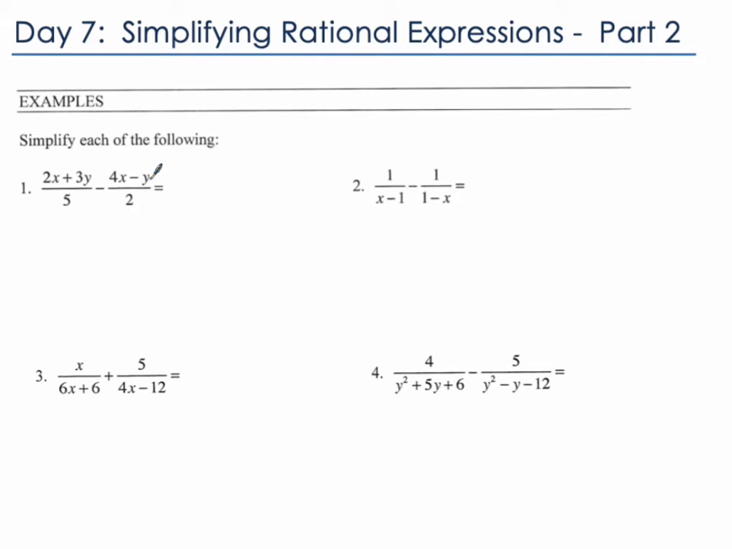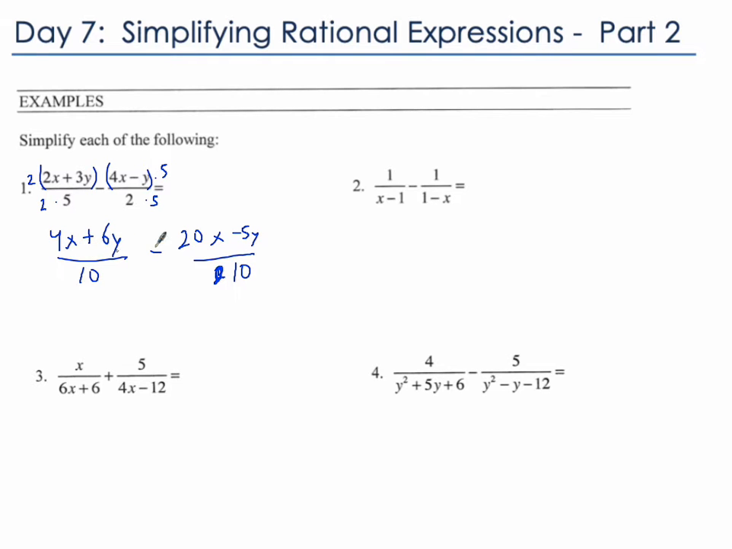Recall with regular fractions you need a common denominator. Same thing with algebraic expressions. So the common denominator here would be 10. So we multiply the numerator and denominator by 2 over here, and multiply the numerator and denominator by 5 over here. So we get (4x plus 6y) over 10 minus (20x minus 5y) over, sorry, 10.